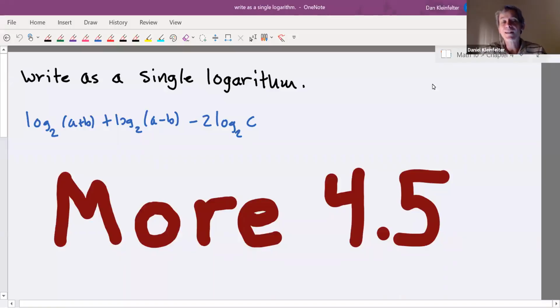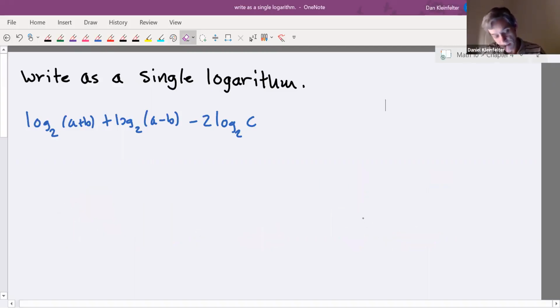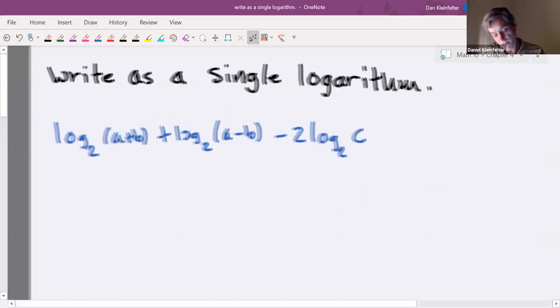Welcome back. In this video, we're going to be continuing with section 4.5, looking at some properties of logarithms. In these next couple of examples, we'll be rewriting some log expressions as single logarithms. So let's do that. Here, this one is all logarithm base 2's.